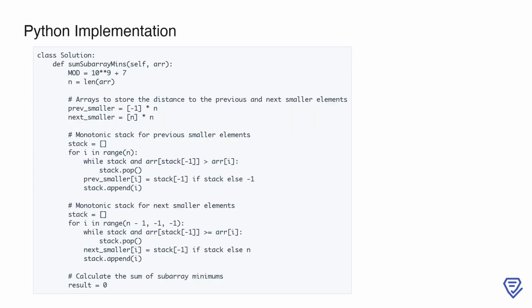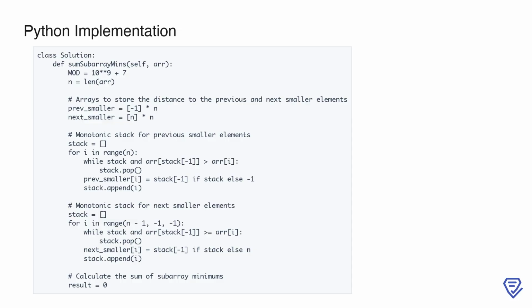Here, we begin the Python implementation of the sum of subarray minimums problem. The function sumSubarrayMin starts by defining a constant mod, which will be used to take results modulo 10^9 + 7, as required by the problem statement. We also determine the length of the input array, arr, and initialize two arrays, prev_smaller and next_smaller. These arrays will help us track the indices of the previous and next smaller elements for each element in the array. Initially, prev_smaller is filled with -1, implying no smaller element to the left, and next_smaller is filled with n, indicating no smaller element to the right.